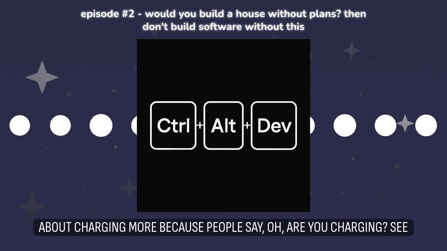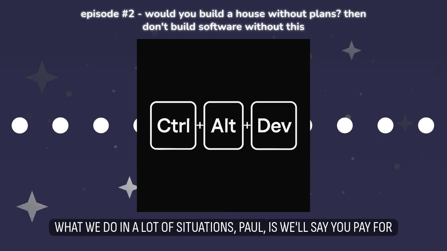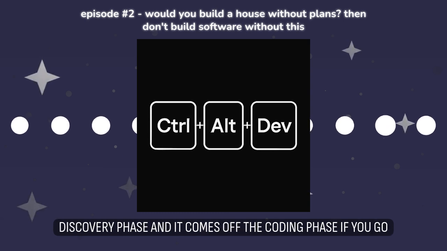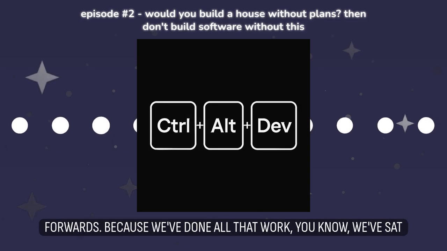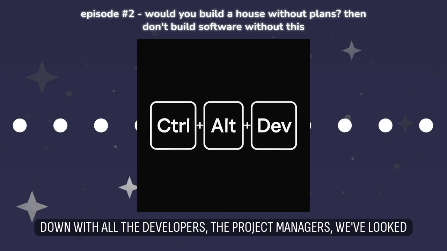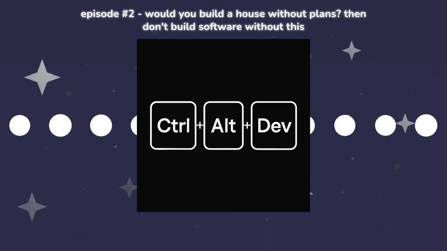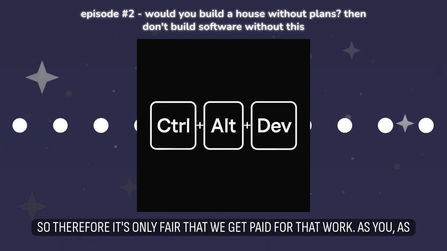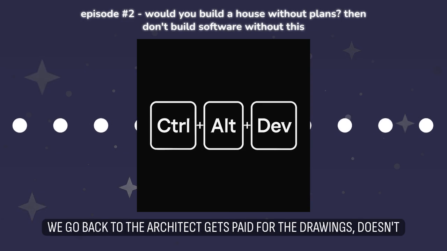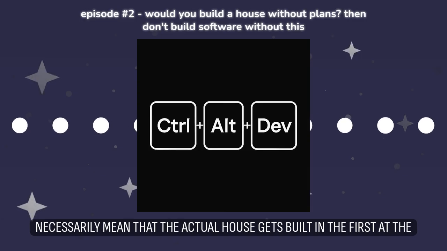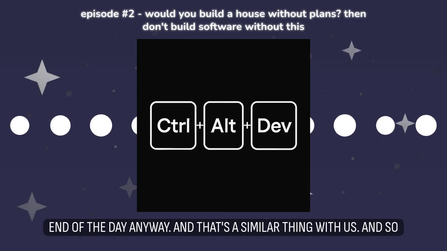And it's not about charging more, because people say, oh, are you charging? See, what we do in a lot of situations, Paul, is we'll say, you pay for your discovery phase and it comes off the coding phase if you go forwards. Because we've done all that work. We've sat down with all the developers, the project managers. We've looked into what the scope, what the actual project needs to do. So therefore, it's only fair that we get paid for that work, as we go back to the architect, gets paid for the drawings. Doesn't necessarily mean that the actual house gets built at the end of the day anyway. And that's a similar thing with us.